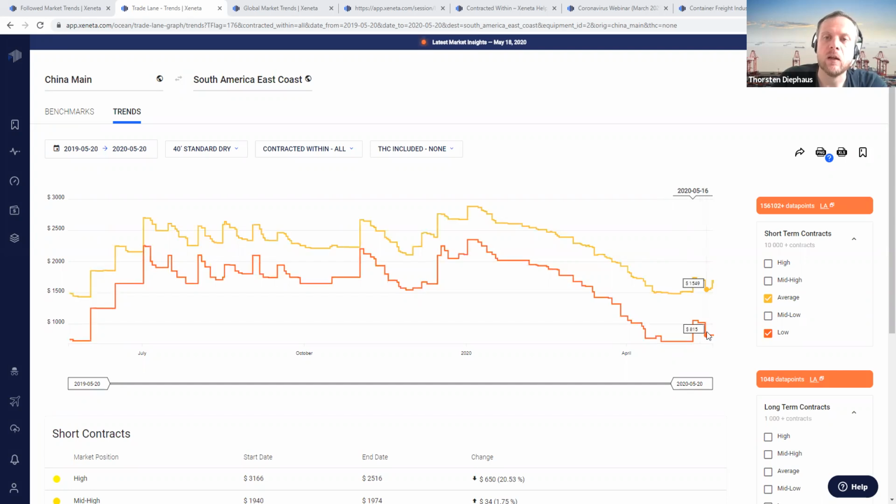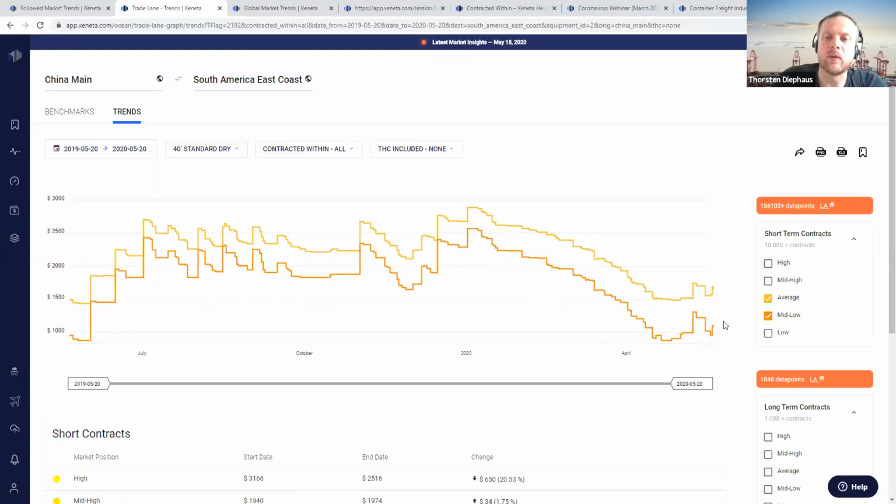It dropped again. The situation on the average looks slightly different. This is more stable, slightly dropped, but it is still on a higher level. Yeah, and the mid low is over here as well. This dropped as well, a bit sharper than the average, yeah, not as sharp as the market low. And this is really interesting to see, what is going on in this trade.